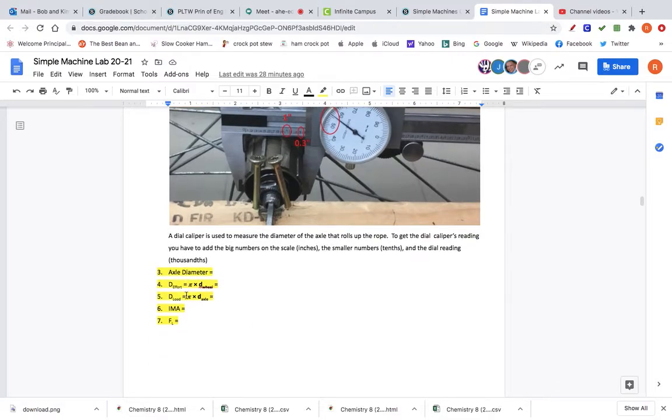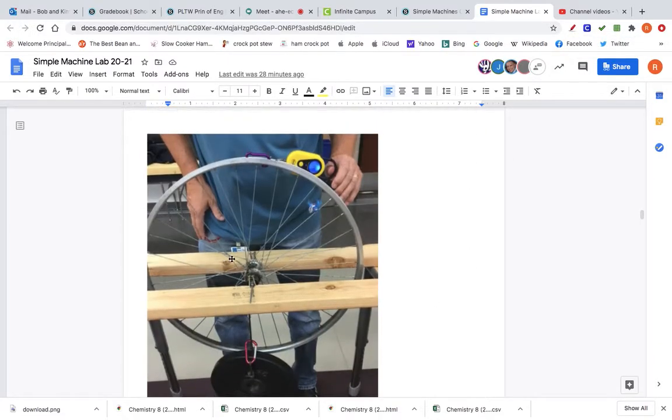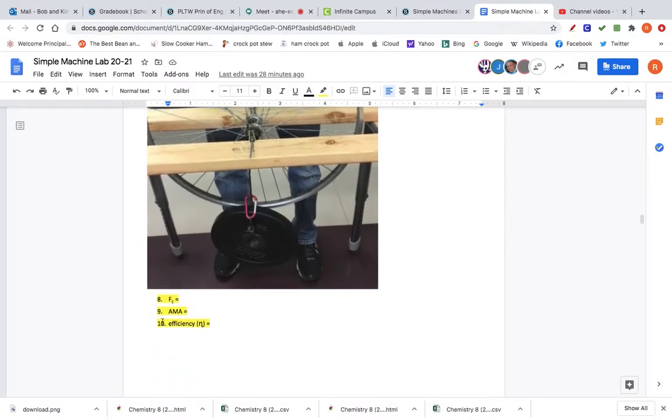Then you can use those answers to calculate the IMA. IMA is your distance of your effort divided by your distance of your load. Your force of the load is always the mass of the weight, the same number you use every time, 25.28. Your force of your effort is right here on the scale. Just read it off, and then you can use those two numbers. Force of the load divided by your force of your effort equals AMA. Efficiency equals AMA divided by IMA times 100.